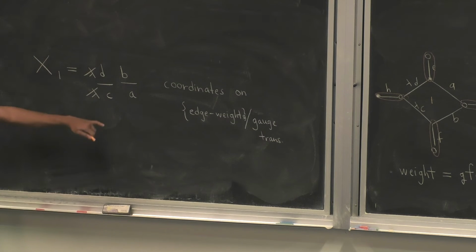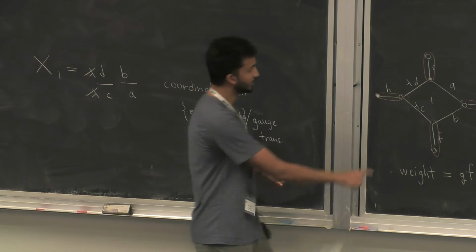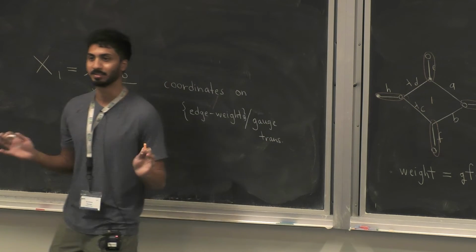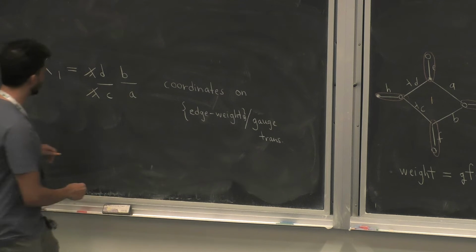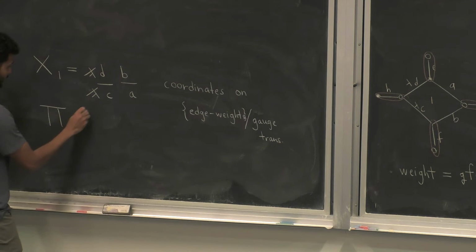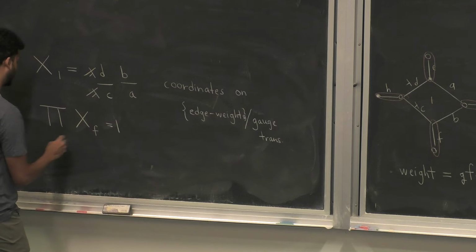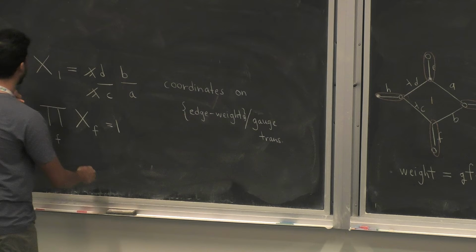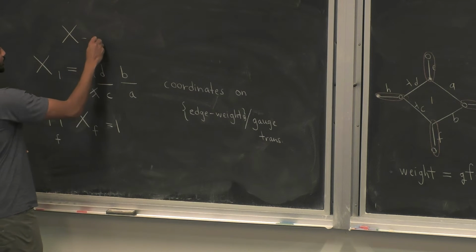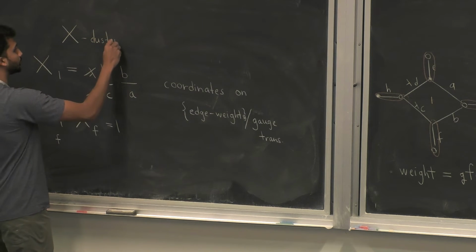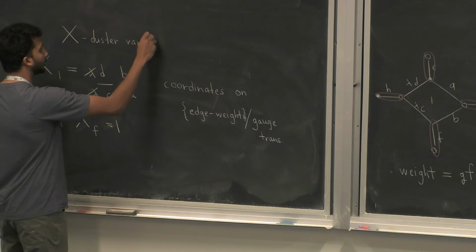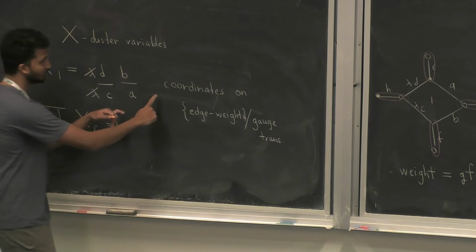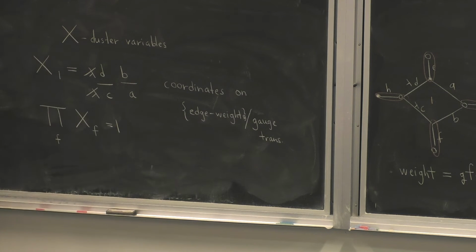Except they're not actually independent, because if you take the product of all the x coordinates for every face, you're going to have a relation which says that it's 1. So you have this relation that the product of all... So these are the x cluster variables, and you would have discovered them if you were studying the dimer model and you wanted to find gauge invariant coordinates.